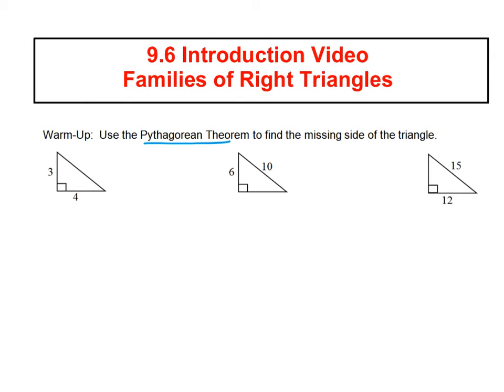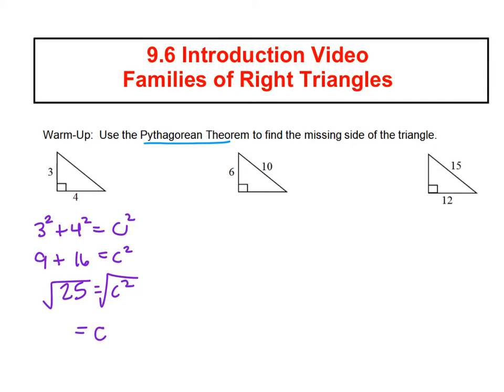So in the first triangle, because we are missing the hypotenuse, that is your side C. So we've got 3 squared plus 4 squared equals C squared. 3 squared is 9 plus 16 equals C squared, and so we have 25 equals C squared, square root both sides, so our missing side is 5.